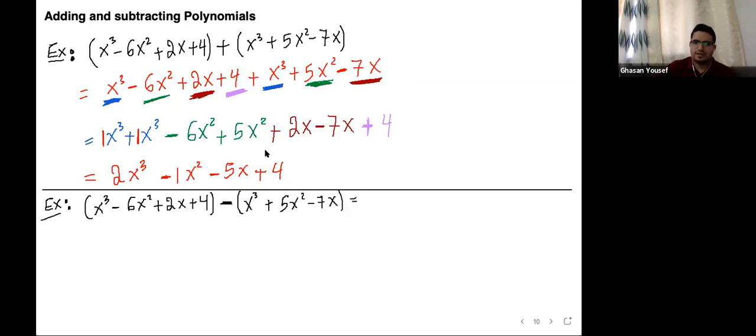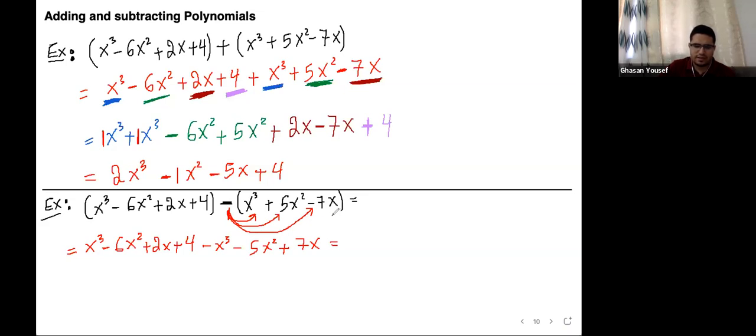So the first thing you have to know, the idea is distributing the minus inside the parentheses of the polynomial. This is the first step. And in this step we also have to remove the parentheses. So I get right now x to the power 3 minus 6x squared plus 2x plus 4. And after I distribute the minus inside the parentheses, I'm going to get minus x cubed minus 5x squared, minus times minus gives me positive 7x.